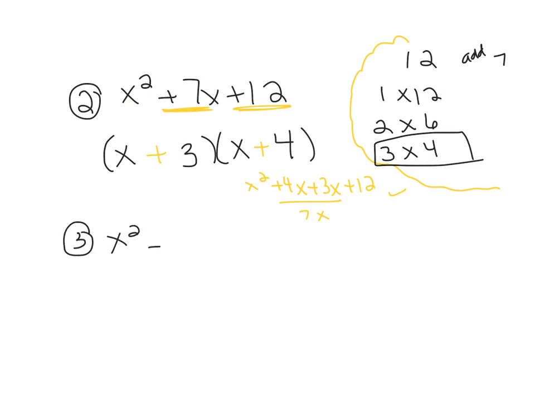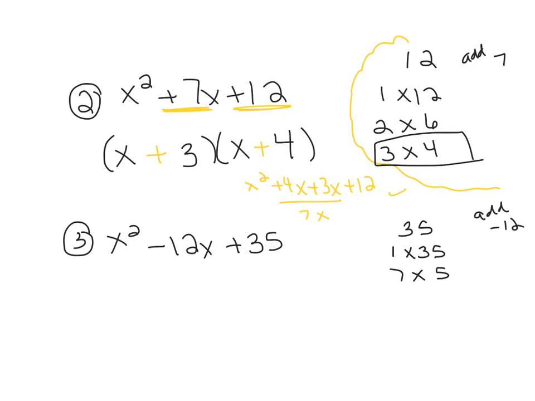X squared minus 12x plus 35. For this one, hit pause, work through the process in your head, and then join me again. All right, here's what we had to do. For 35, what are your factors? 1 times 35, 7 times 5. They multiply to 35, but this time they have to add to a negative 12. So your only combination would be 7 and 5.